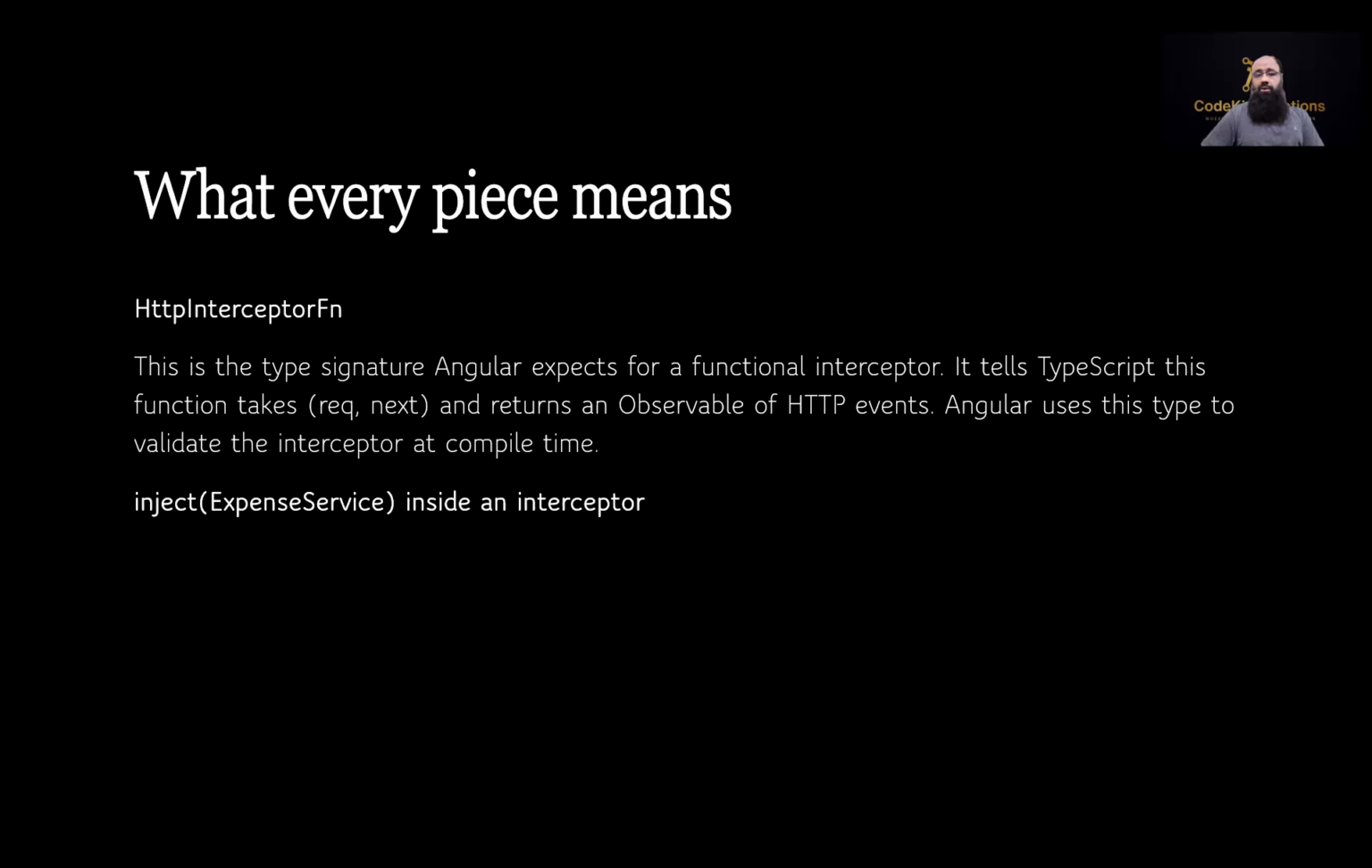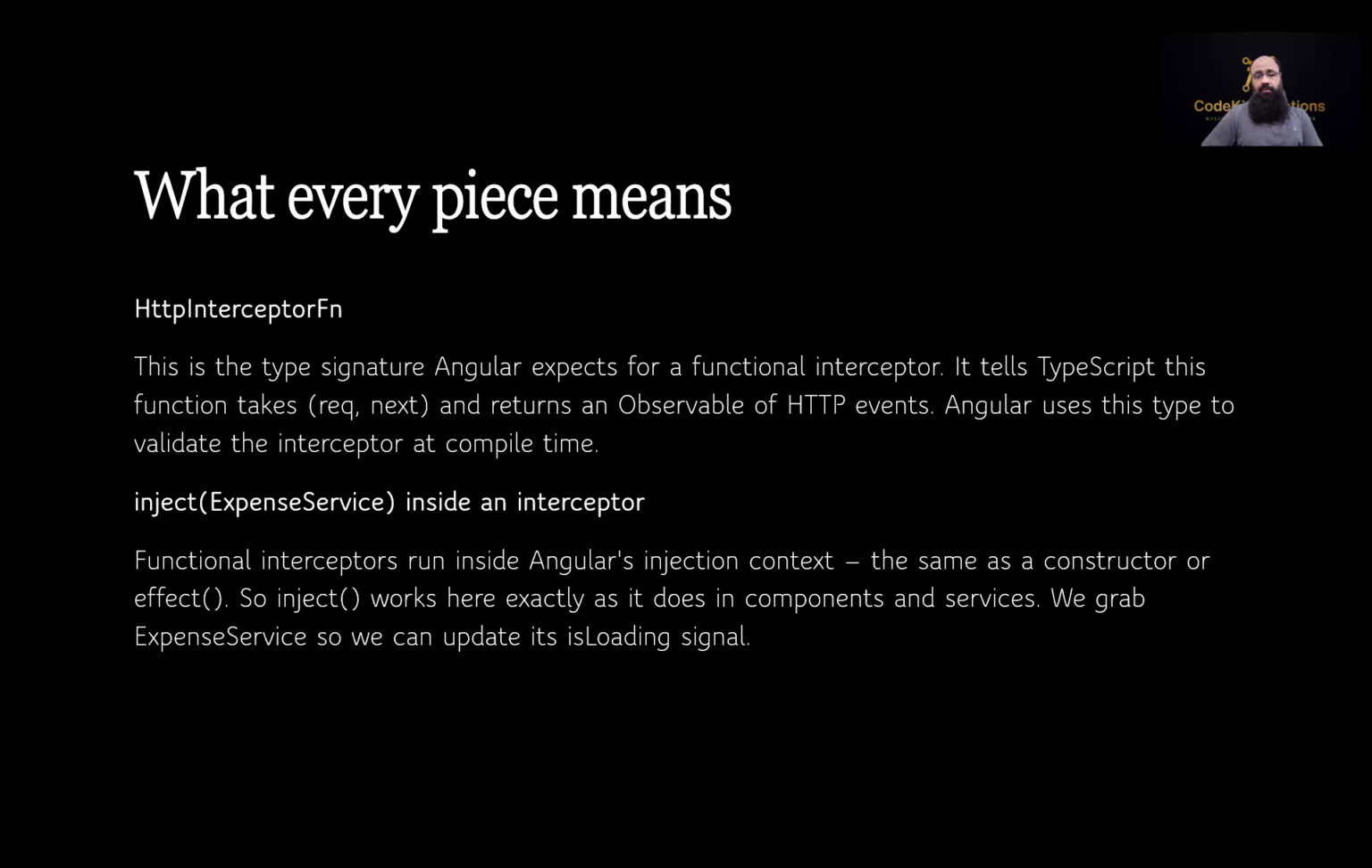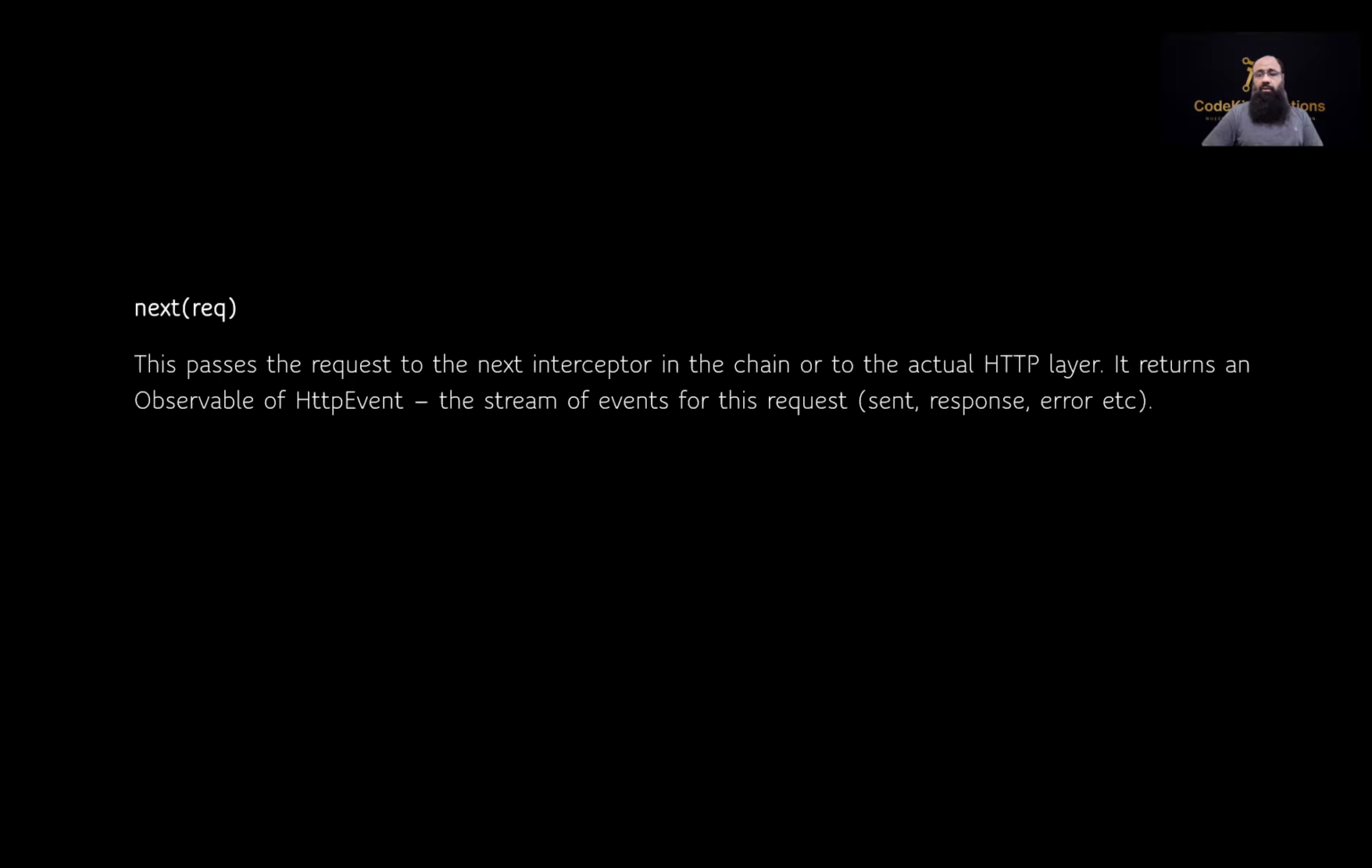So what does it do? It injects the expense service inside an interceptor. Functional interceptors run inside Angular's injection context. This is somewhat similar to a constructor or an effect, so inject works here exactly as it does in components and services. We are going to grab this service so we can update its local is loading signal.